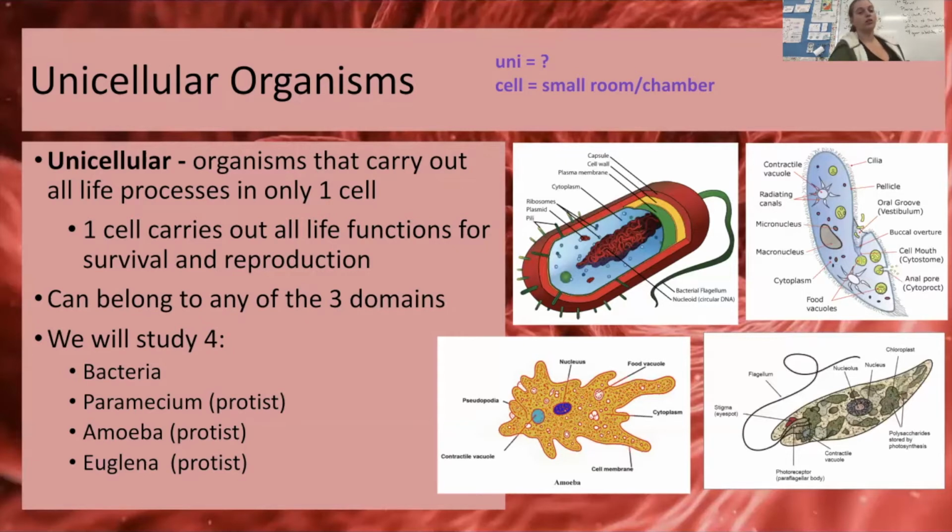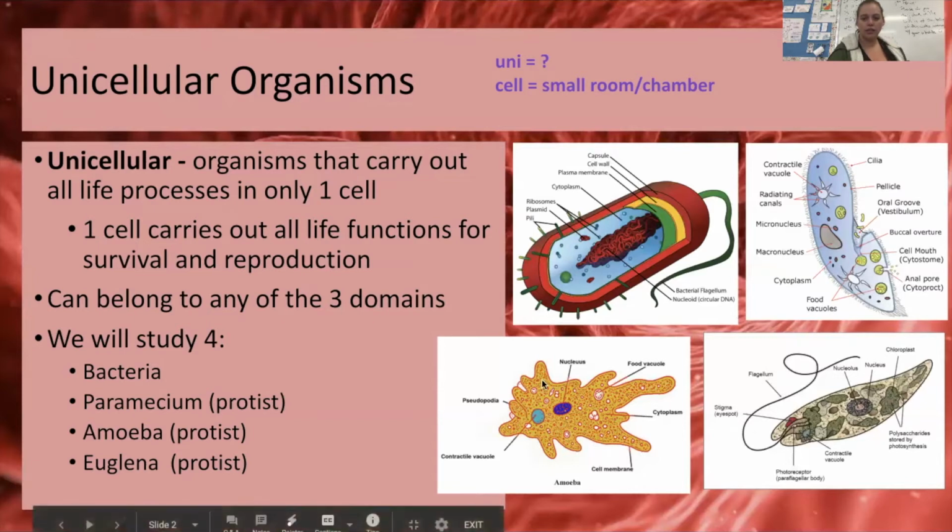So unicellular organisms can belong to any of the three domains, and we're going to look at those in just a second, but those domains are bacteria, archaea, and eukarya. And they do have some very distinct characteristics, so they're very different from one another. And we're going to study 4 unicellular organisms in this unit: the bacteria, which you see here, the paramecium, the euglena, and the amoeba.